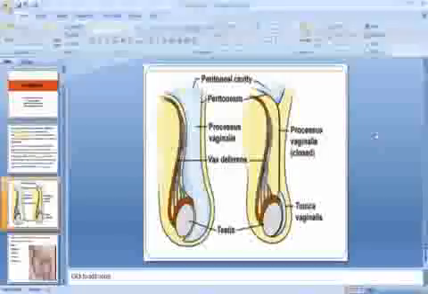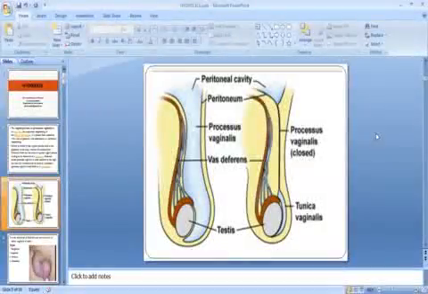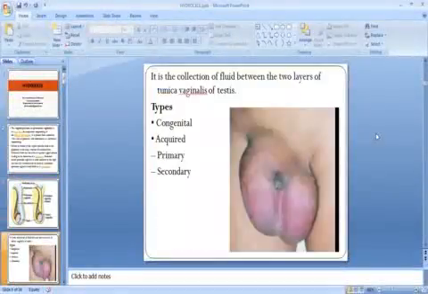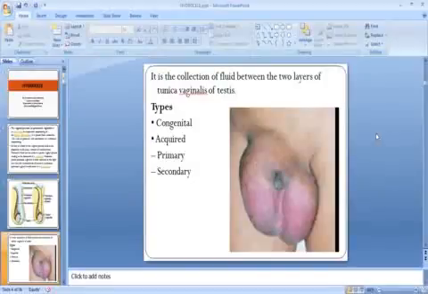This is the anatomy. You can see the difference between the vaginal process and the peritoneal cavity. This is the classification of clinical varieties of the vaginal process. Second is congenital and acquired. Third is primary and secondary.